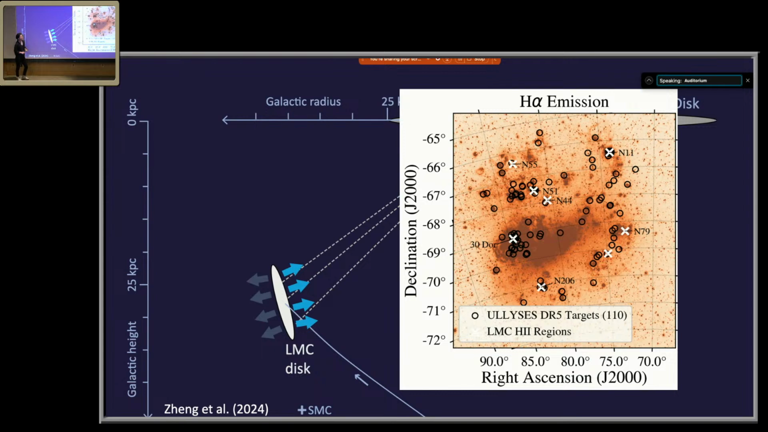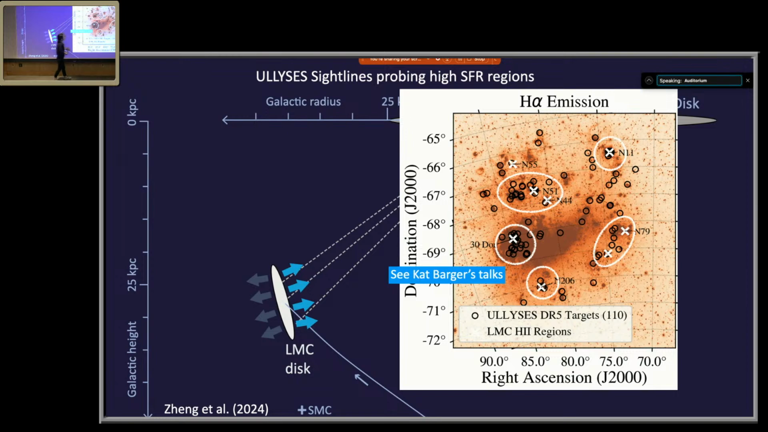Now, here I'm showing you the distribution of Ulysses sightlines. And I'm only showing you DR5 because that's where my analysis was. In DR5, there are 110, but in DR7, we have 182. So in Kat's talk yesterday, you saw beautiful data coming out of 30 Doradus and other HII regions. That is where most of the Ulysses sightlines are clustered.